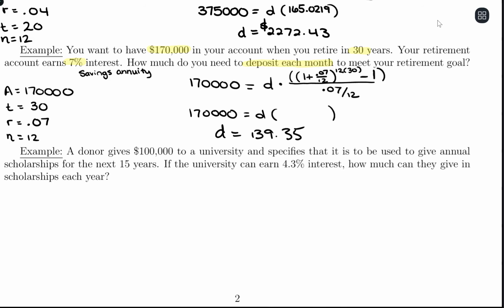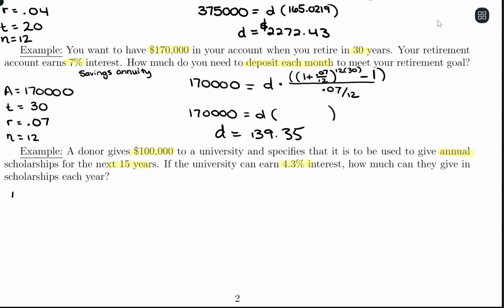All right, our last one here, we have a donor gives $100,000 to a university and specifies that it is to be used to give annual scholarships for the next 15 years. If the university can earn 4.3% interest, how much can they give in scholarships each year? So this is going to be a withdrawal because we already have the $100,000, and then we're taking money out of that account to pay these scholarships.